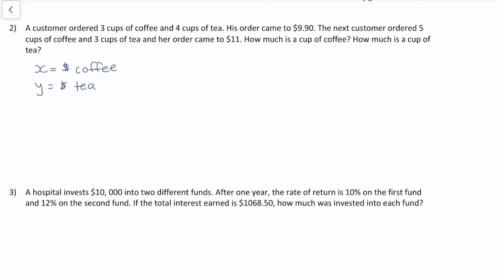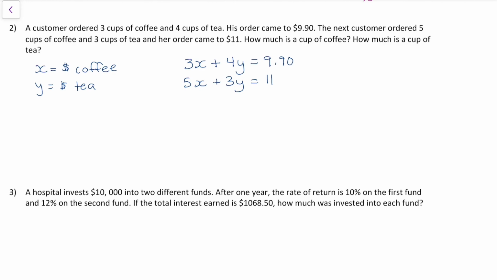So let's read through the question again and come up with some equations. A customer ordered 3 cups of coffee and 4 cups of tea, and his order was $9.90. So we could say that he ordered 3 cups of coffee, so 3 times X, plus 4 cups of tea, and it came to $9.90. The next customer ordered 5 cups of coffee and 3 cups of tea, and it came to $11. So there's our two equations, and we are going to solve for X and Y.